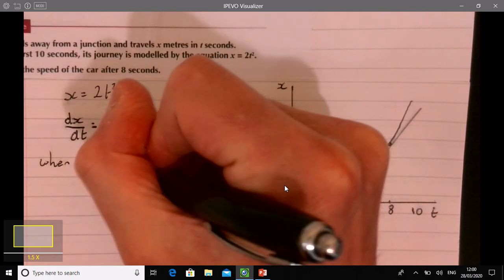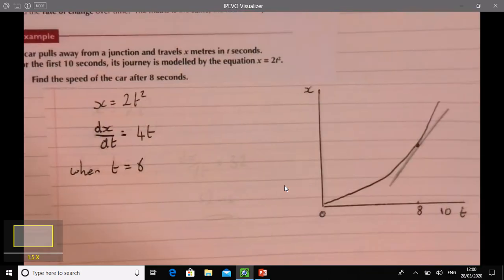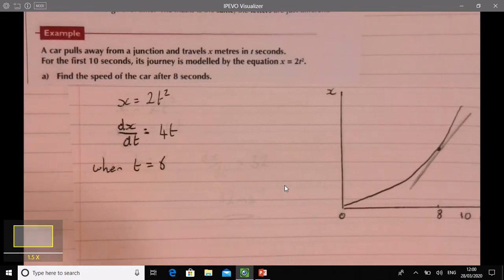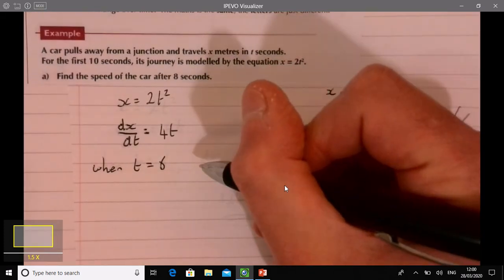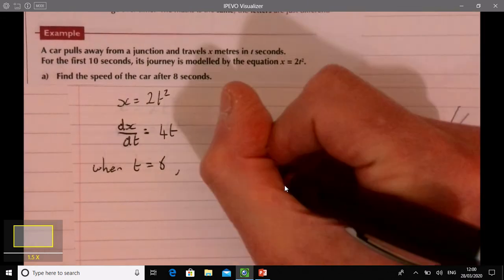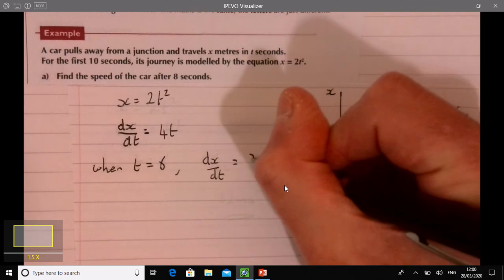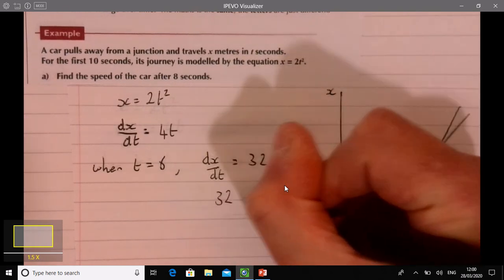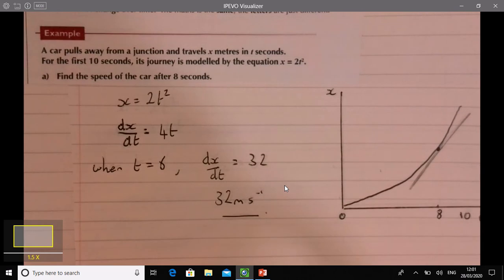So when t is equal to 8, okay, I'll just move that over a little bit more so you can actually see the full question. When t is equal to 8, if we just pop that in for ourselves, then dx over dt would equal 32. So in other words, 32 meters per second. There we go. All right, all done.